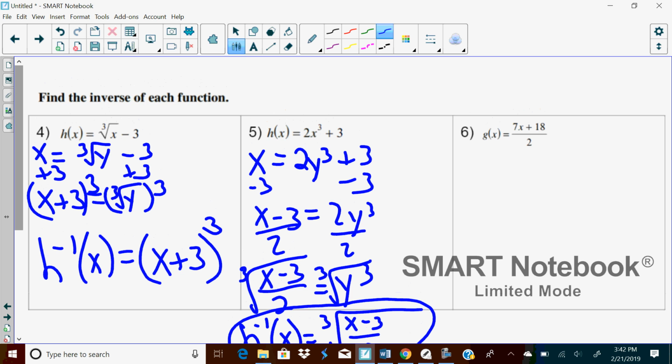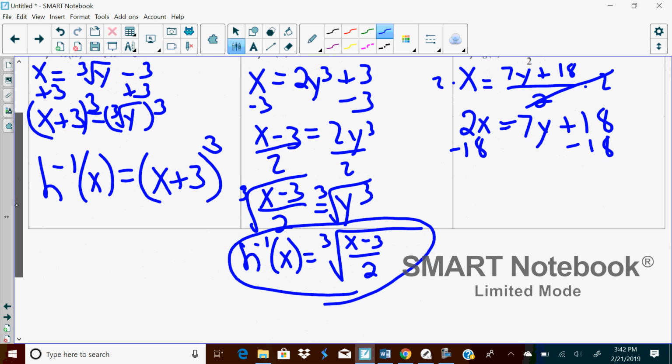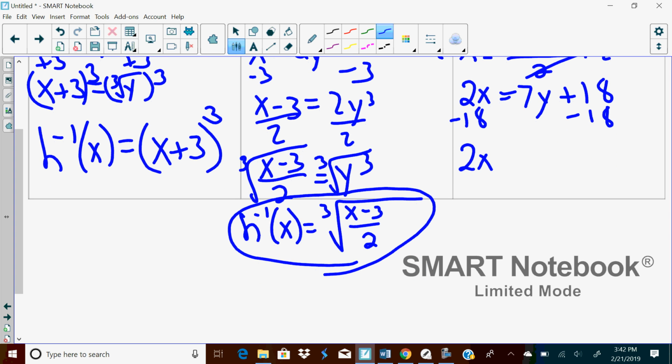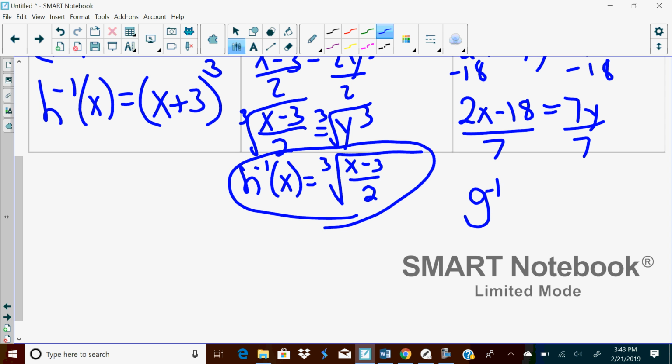And then problem number 6, x equals 7y plus 18 over 2. I multiply both sides by 2. 2x equals 7y plus 18. Subtracted 18 from both sides. 2x minus 18 equals 7y. So I divided both sides by 7. So g to the negative 1, or inverse of x, equals 2x minus 18 over 7.